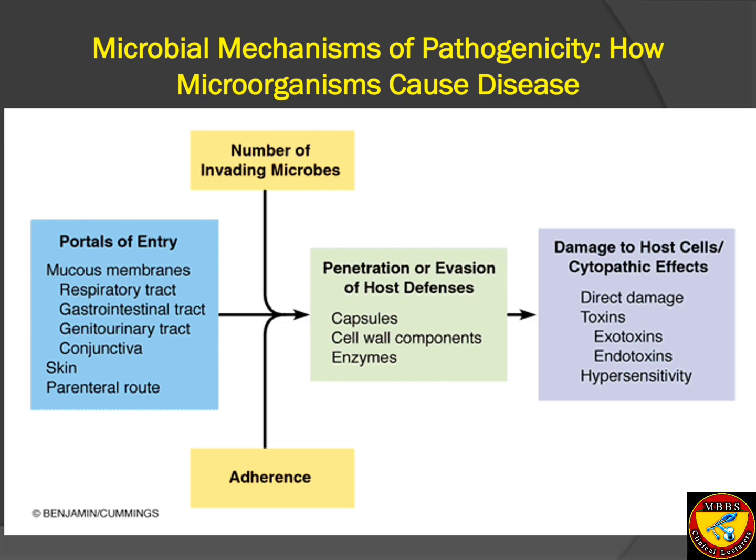Okay, this we discussed in the previous class as well, that the number of invading microorganisms is very important once they gain entry into the host cells by means of either mucous membrane, respiratory tract, genitourinary tract, conjunctiva, skin, or parenteral route, whatever is the portal of entry. First they have to penetrate or evade the host defense by means of their virulence factors, whether they are capsules or any cell wall component, or by means of releasing enzymes. Then once they penetrate the host defense, they are able to damage the host cells, and they also insert a cytopathic effect. They can cause direct damage because of their endotoxins, or they can release toxins, whether they are exotoxins or endotoxins. These bacteria can also lead to hypersensitivity reactions.